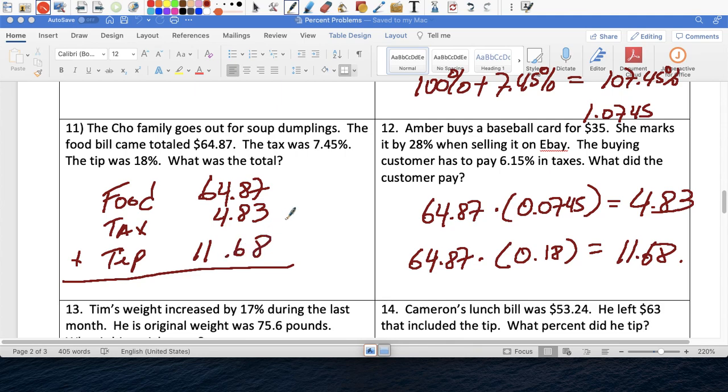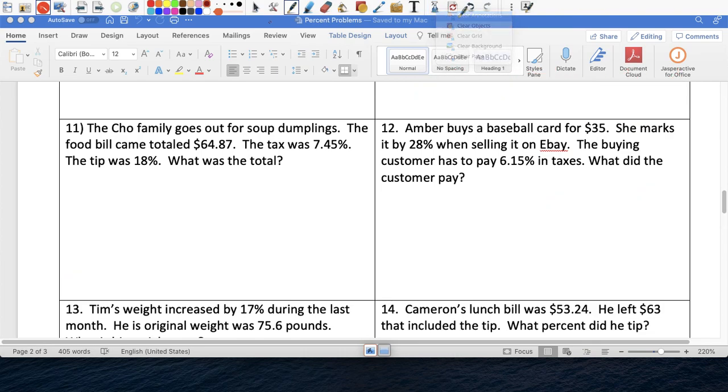Add it up. You can do that. You don't need me for that. 12. So let's follow what Amber's doing.